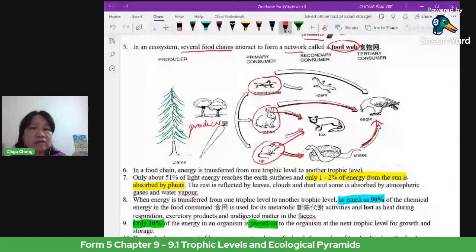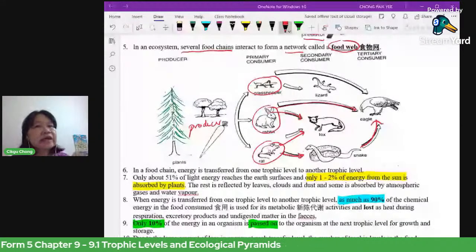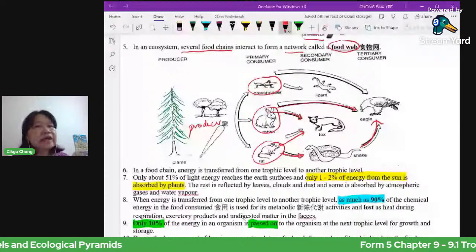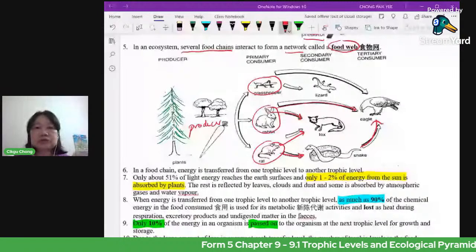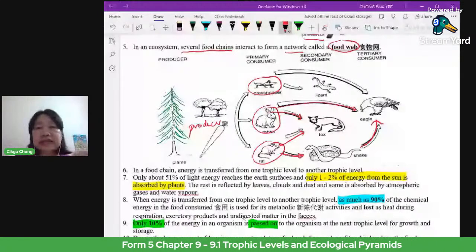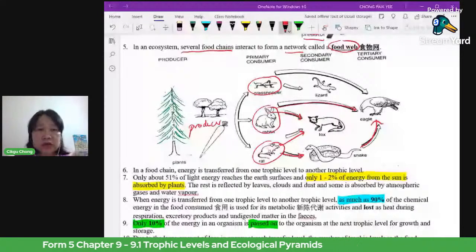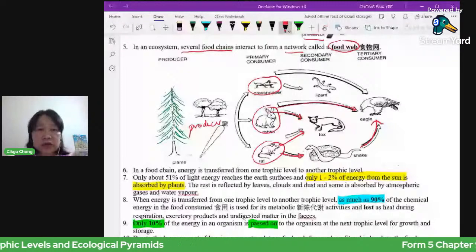It can also be a tertiary consumer. One organism can be a primary consumer. It can also be a secondary consumer. So it is interlinked, or interconnected. And to see how this energy is transferred from one level to another level, we need to look at the trophic level.